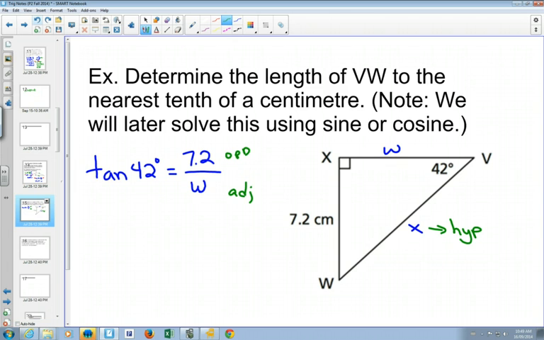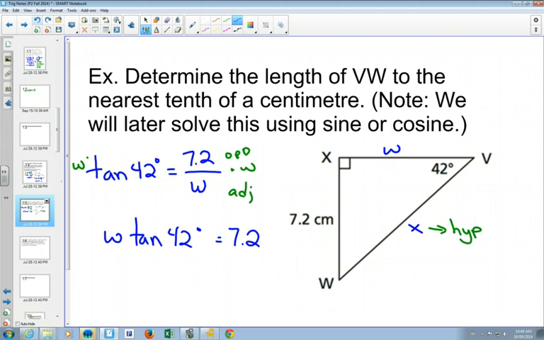But we're going to use the same idea. Anytime you have a fraction and you're doing some math, math becomes easier when you get rid of that fraction, even if it's just temporarily. So right now we have a fraction because we're dividing by W. So the opposite of dividing by W, multiply by W. So I'm going to multiply by W on both sides. That will give me W times tan of 42 equals 7.2.